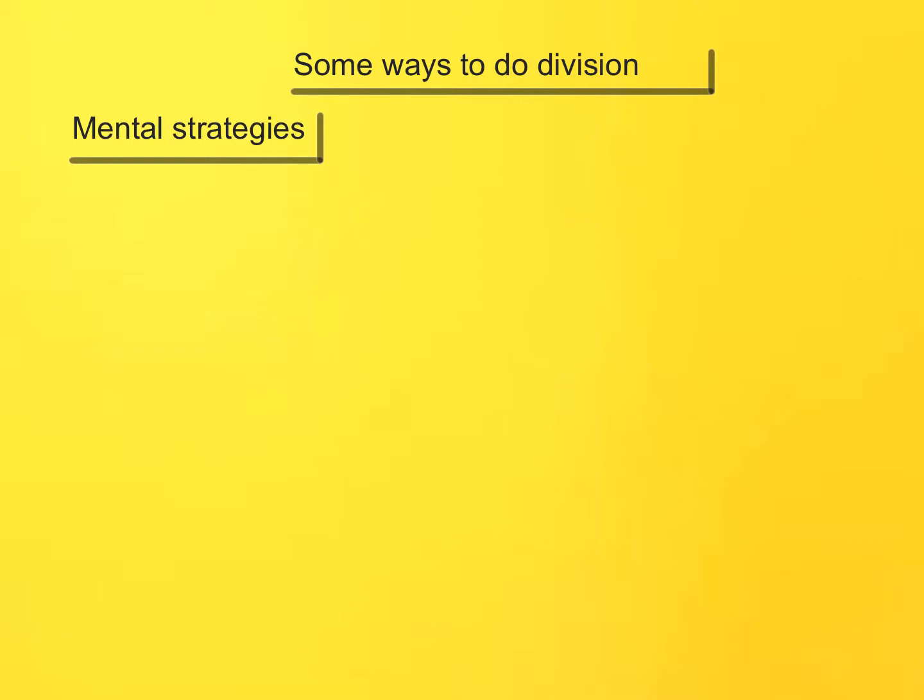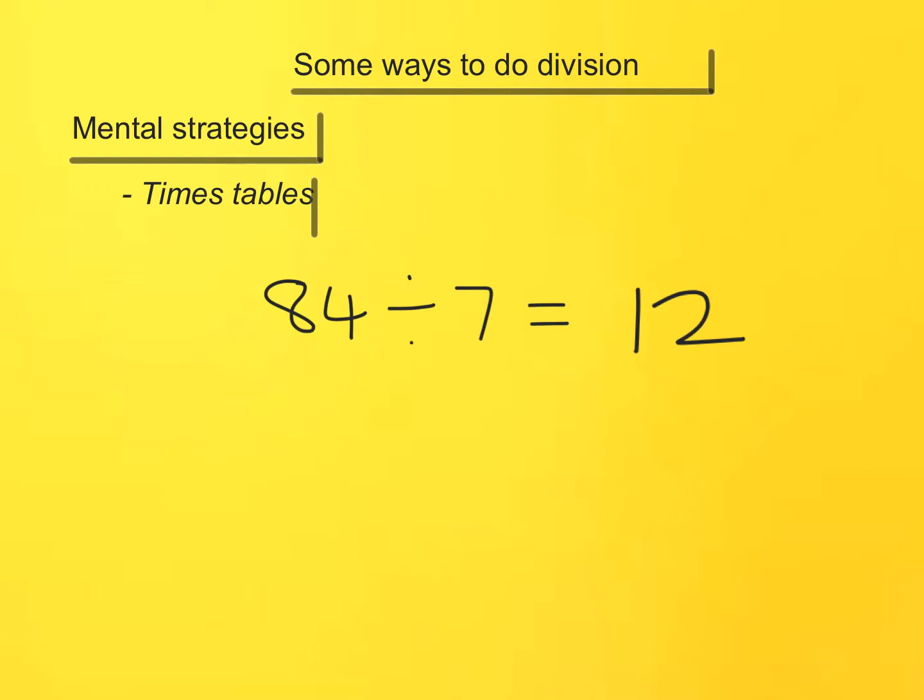So what are some of the ways that we can actually do division? Well, the first strategy that we're going to look at is called mental strategies. Our first mental strategy is obviously knowing our times tables really, really well. For example, if we were asked to find 84 divided by 7, we would want to know our times tables so that we could say what is something multiplied by 7 to give me 84. If we knew them really well, we would know that is 12. So 12 times 7 equals 84.